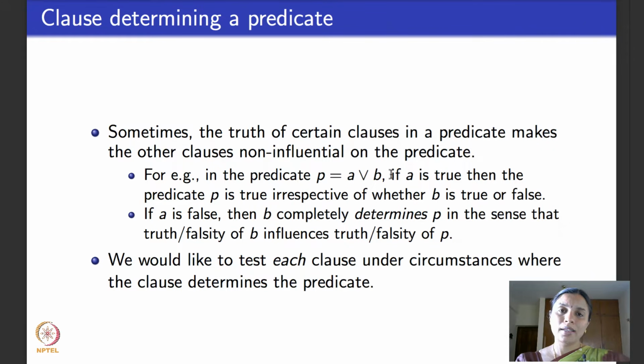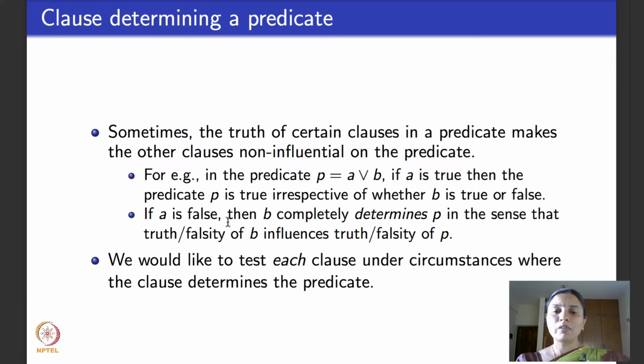But let's say we consider the other case where A happens to be false. If A is false, now whether B is true or not will completely determine whether P is true or not. Let's say A is false, we park it at that. Let's say B becomes true. Then false or true, P will become true. Now let's say with A being false, B becomes false, then P will become false.